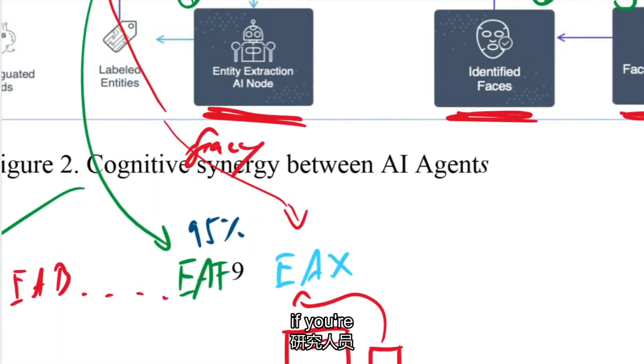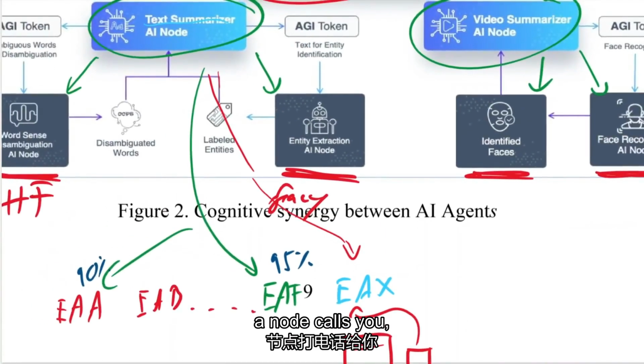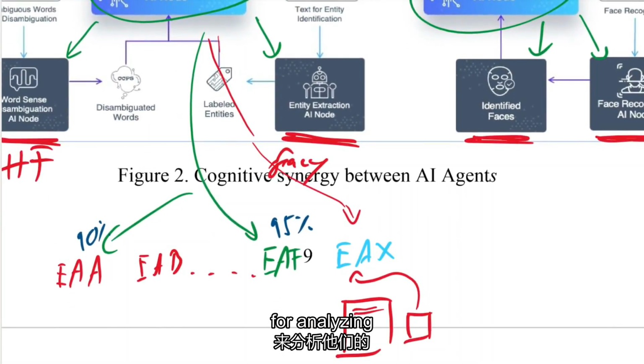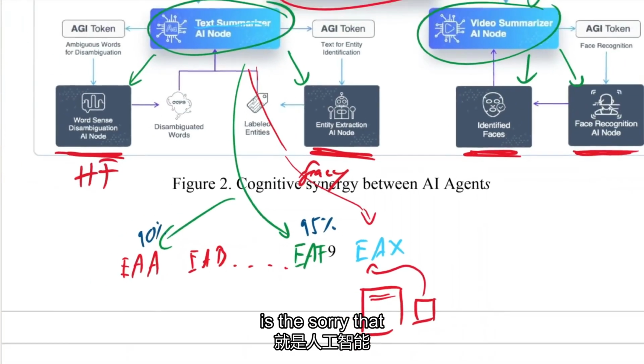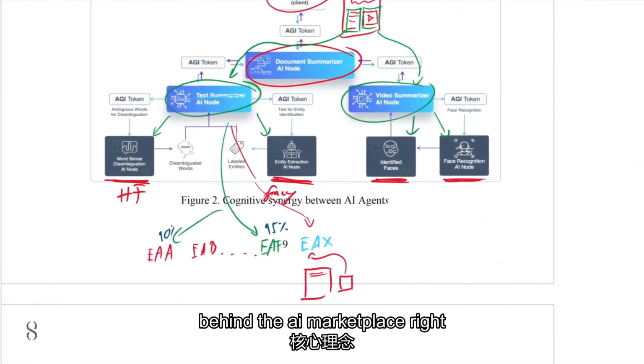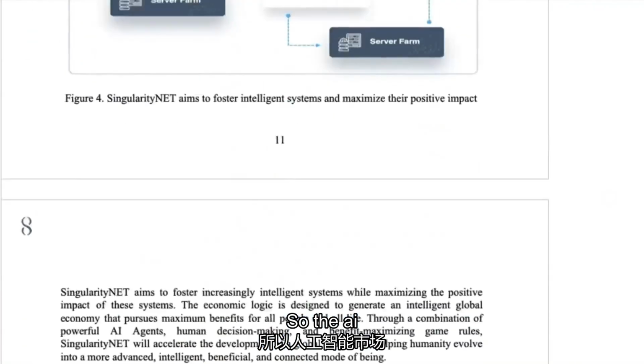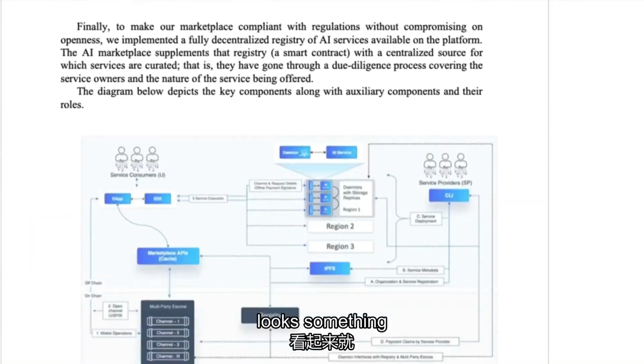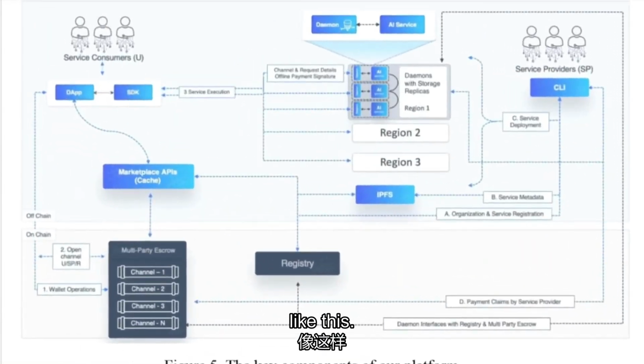And for that, if you're a researcher and do all that, you would get money, because every time a node calls you, they're giving you some money for analyzing their data. So that is the core idea behind the AI marketplace right here. The AI marketplace as a whole looks something like this.